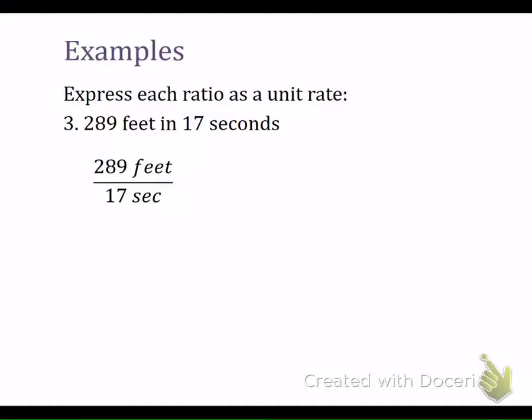What is 289 divided by 17? 17. So how would I write the answer? 17 seconds per hour. No, 17 feet per second. Good.